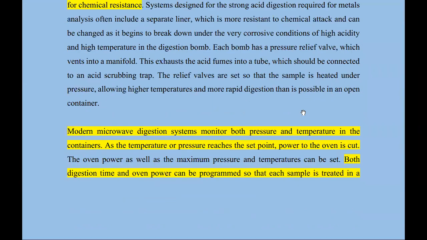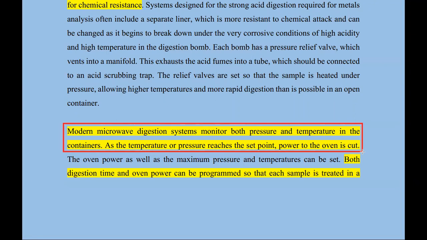So now we're looking at the modernization, saying that modern microwave digestion systems monitor both the pressure as well as the temperature in the containers. That's something that I've even talked about. So you are able to set the temperature at which the machine should be performing the work. You need to set the temperature, and you also need to set the pressure. That's why we're saying that in this acid digestion, there is constant monitoring of temperature and of pressure.